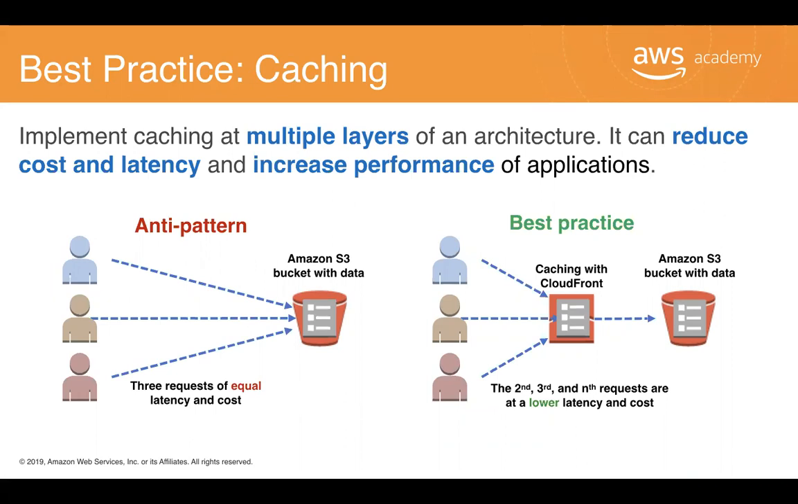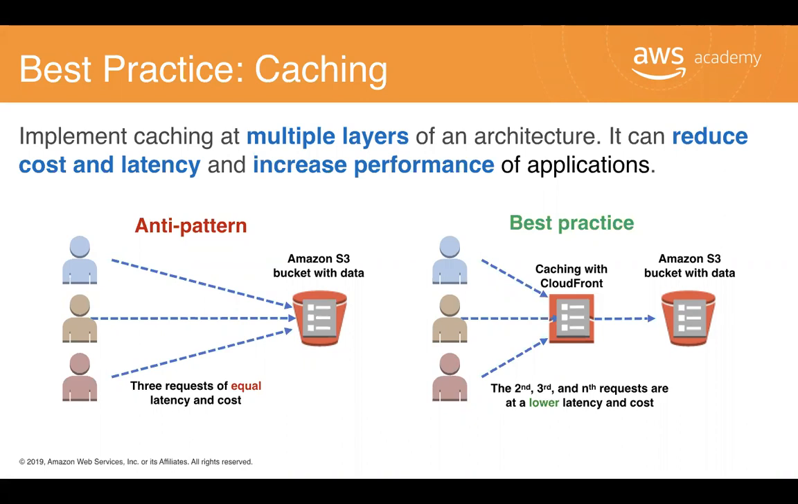So why is caching a best practice? Well, this is considered an architectural best practice to implement caching at multiple layers because it reduces cost and latency, and also because it increases the performance of applications. It's more cost-effective to distribute files from CloudFront than it is directly from an S3 bucket. Caching is the process of temporarily storing data or files in an intermediary location between the requester and the permanent storage. The purpose of caching is to make responding to future requests faster and reduce network throughput.